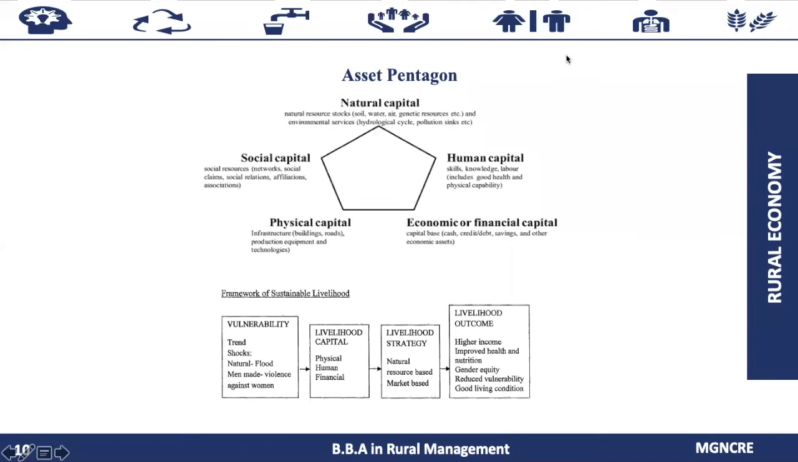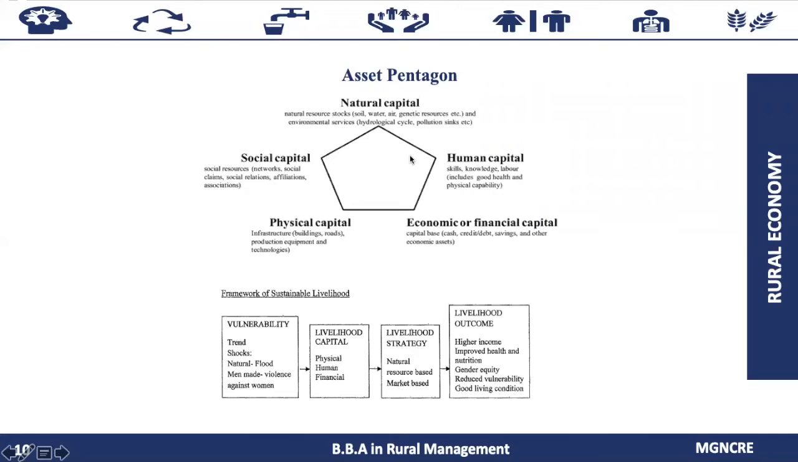Today we will be discussing chapter 2 of rural economy, that is, economic perspectives of rural development. In this video I will be talking about access to assets. Before we start the session, I would like to show an image to all of you so that we can kindly proceed with the discussion. I believe all of you are able to see the asset pentagon and the framework of sustainable livelihood. So the discussion will revolve around these topics only.